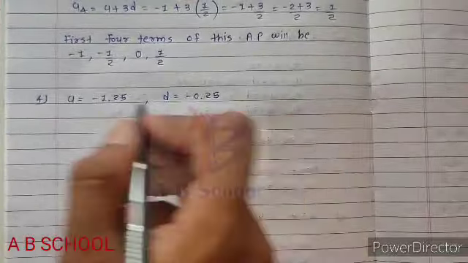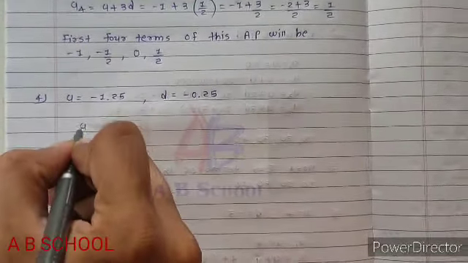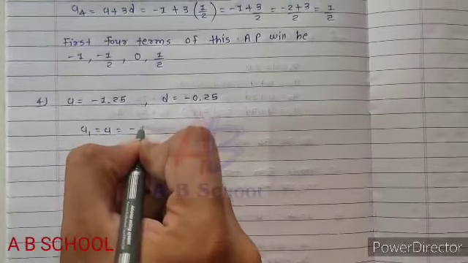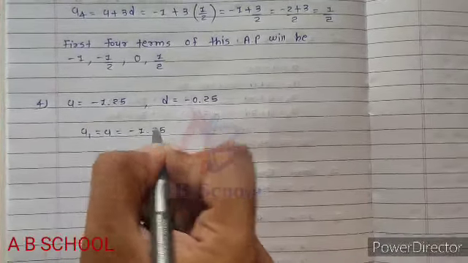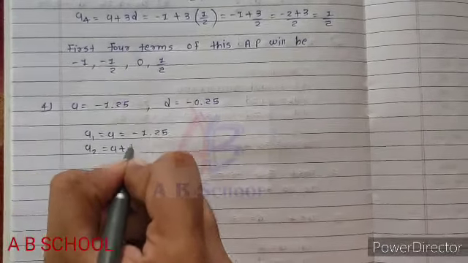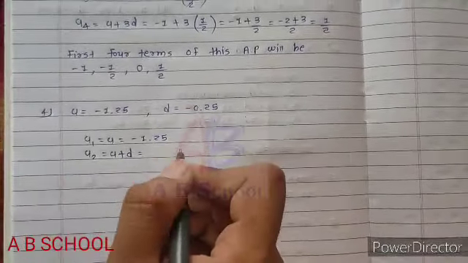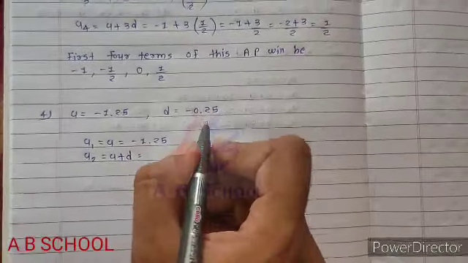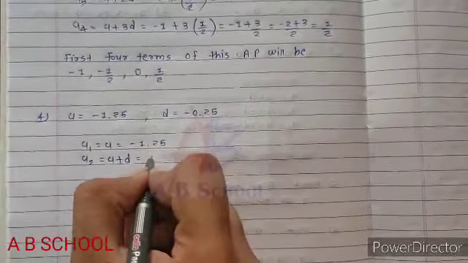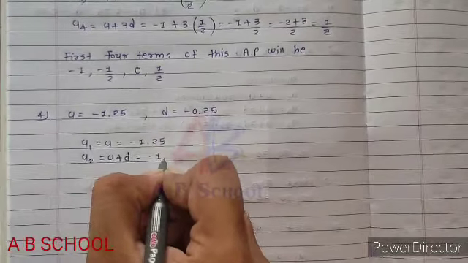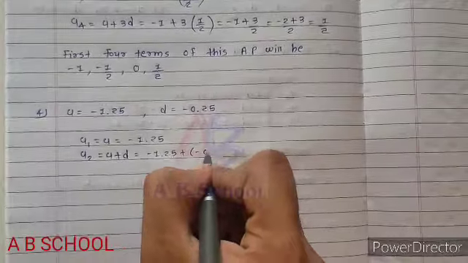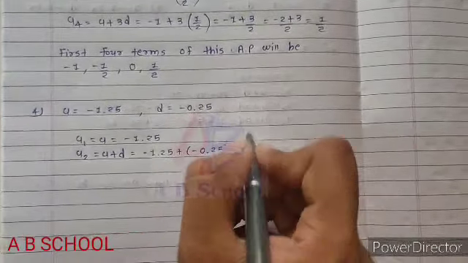Now number 4, value of a is equal to -1.25, d is equal to -0.25. By using the general form, a1, the first term of AP, is equal to -1.25. Value of a2 is equal to a + d. A is equal to -1.25. Common difference d is equal to -0.25.